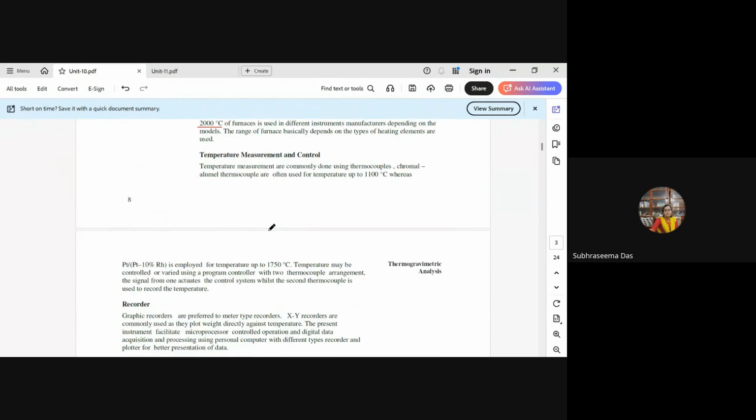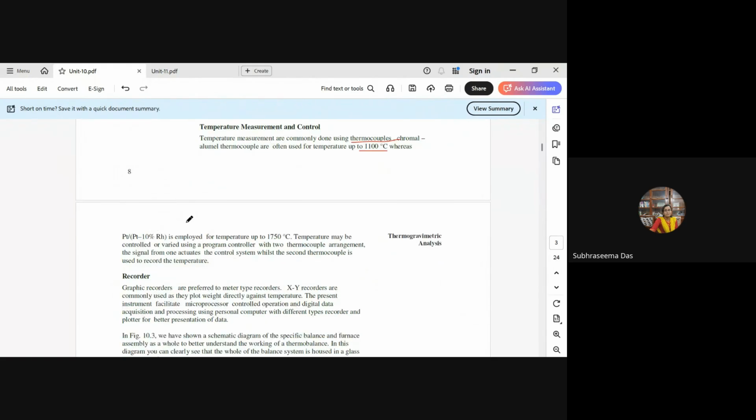Then the temperature measurement and control. The temperature measurements are usually done by instruments called thermocouples. Thermocouples like chromel-alumel are used because they can go up to a temperature of 1100 degrees centigrade, whereas a platinum and 10% rhodium thermocouple can go up to 1700 to 1750 degrees centigrade. So depending on our temperature requirement, we can install the thermocouple to get the required temperature.